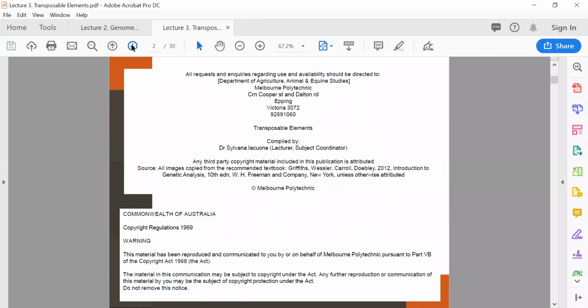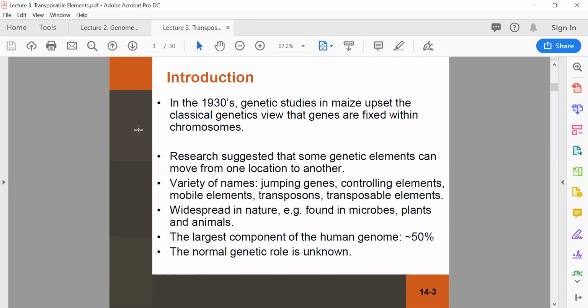All right, so in the 1930s, there were some genetic studies performed in maize that really upset the classical view that genes are fixed within chromosomes. And this research suggested that some genetic elements can move from one location to another within the genome. That is, they can move to different positions in the same chromosome or into different chromosomes.